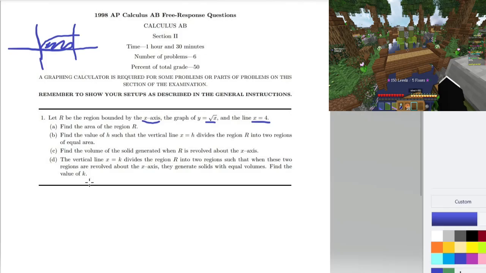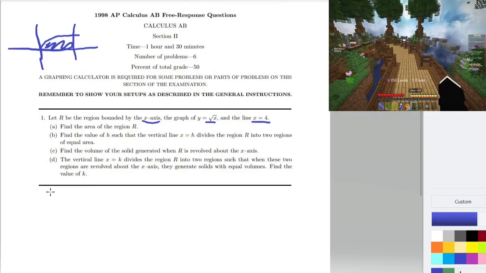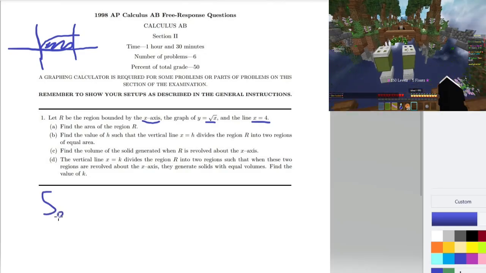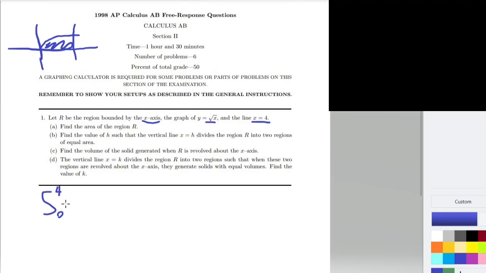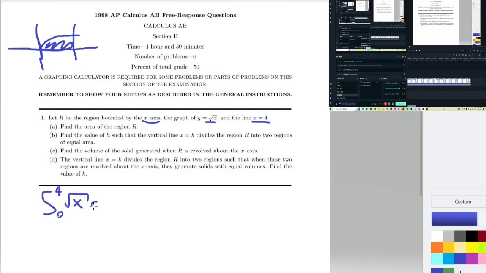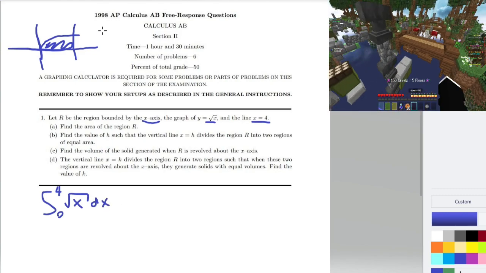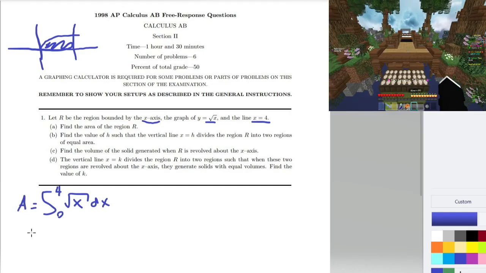To do that, we're going to be doing integration. Everyone loves integration. So we take the integral from 0 to 4 of the function square root of x dx. And that's literally what this area is going to be equal to, A.